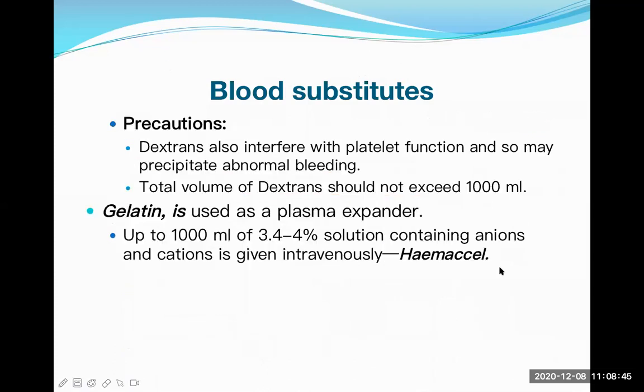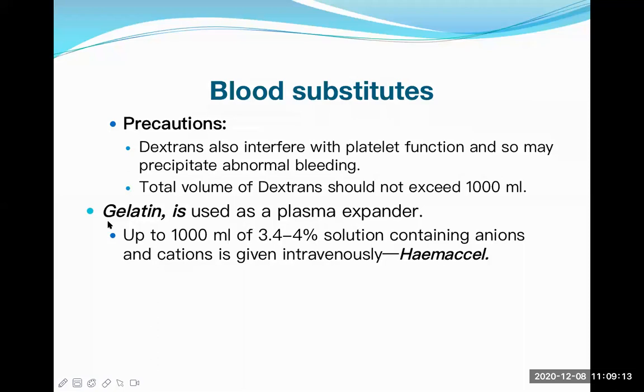Let's move on. Now, there are certain precautions for giving dextran. It interferes with platelet function, and so it may precipitate abnormal bleeding. So we need to be careful. We don't give too much dextran to the patient, not more than 1000 ml. And usually there is no indication to give excessive dextran.